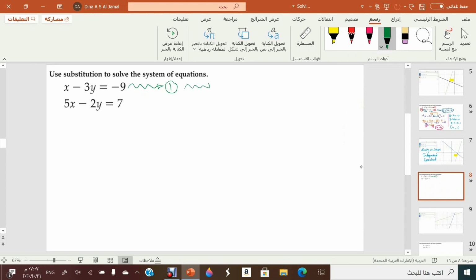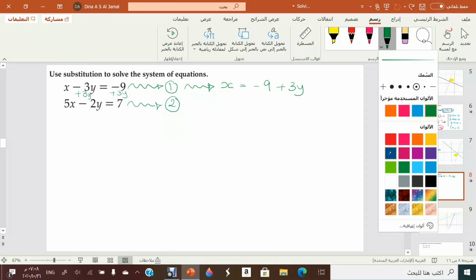You will be keeping x alone. So if you would like to keep x alone, look at the sign of 3y, it is minus, just add 3y to both sides. So your x now will be minus 9 plus 3y. This is your new x. And now you will be putting equation 1 inside equation 2 and solving it by substitution.